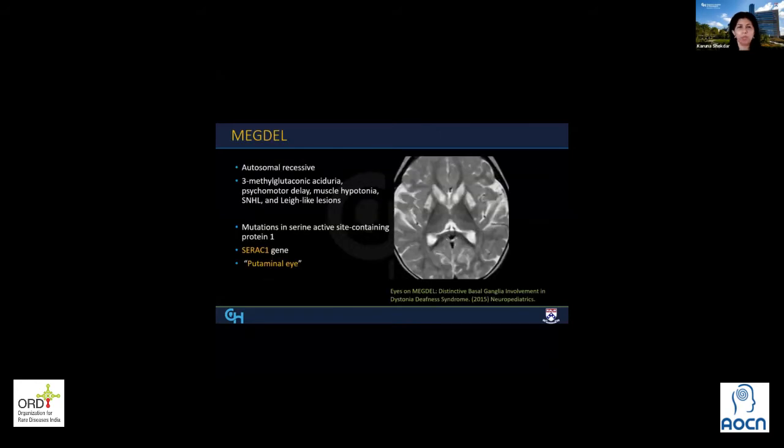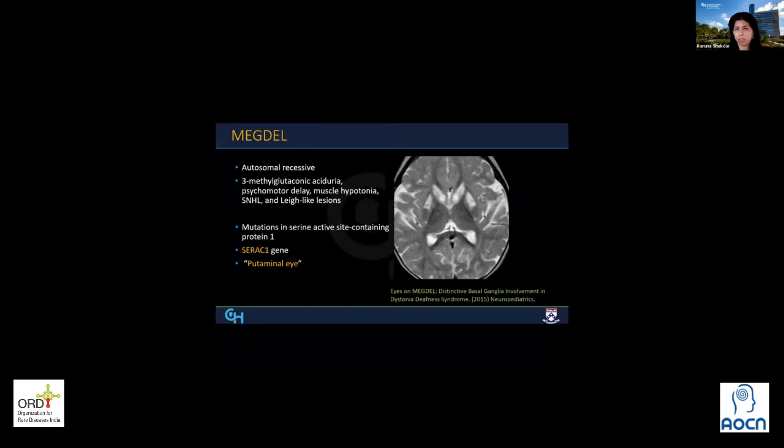come to know about. And this is something which has Leigh-like lesions, but this is a condition called MEGDL, which is the 3-methylglutaconic aciduria. Psychomotor delay, hypotonia, can get sensorineural hearing loss, and clinically and on imaging Leigh-like lesions.